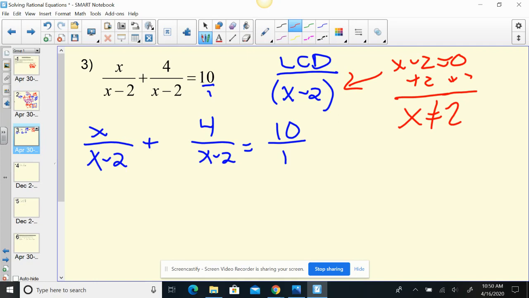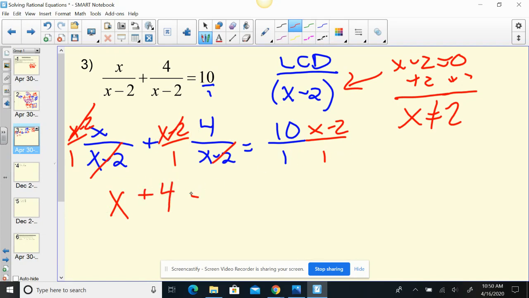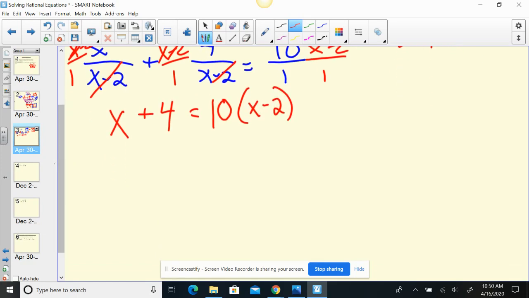All right, multiply each by the LCD. So I'm going to put x minus 2 over 1 next to this one, x minus 2 over 1 times that one, times each part. So these cross out, and I'm left with x. These cross out, and I'm left with plus 4. There's nothing over here, so I need to take 10 times all of that. So that would look like 10 parentheses x minus 2. And now I'm just going to go ahead and solve what's there. So x plus 4 equals 10x minus 20.